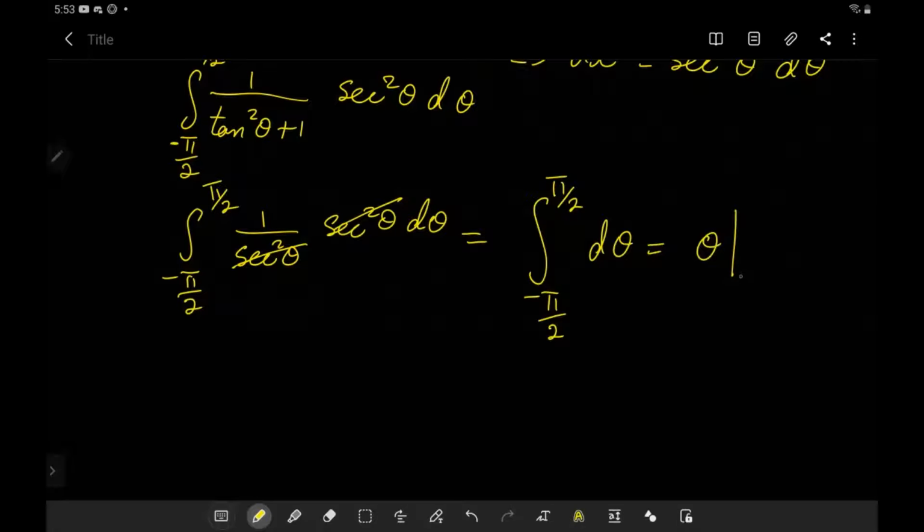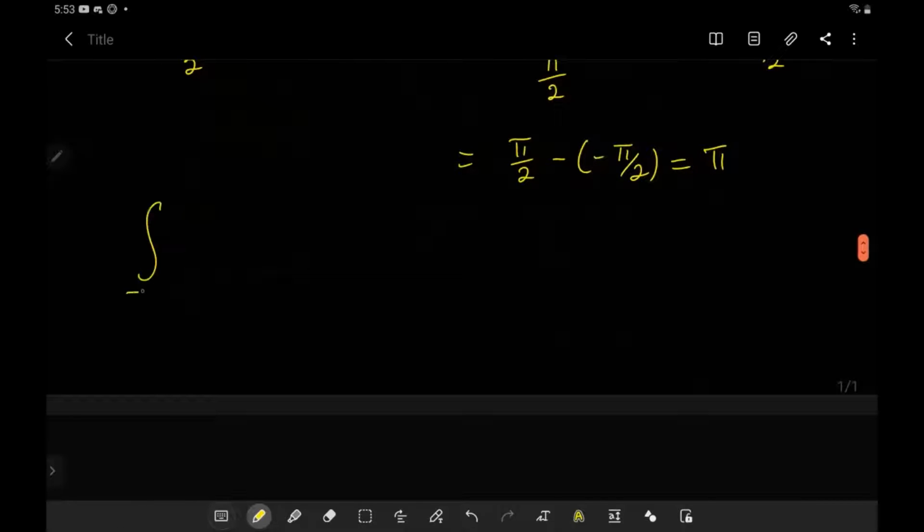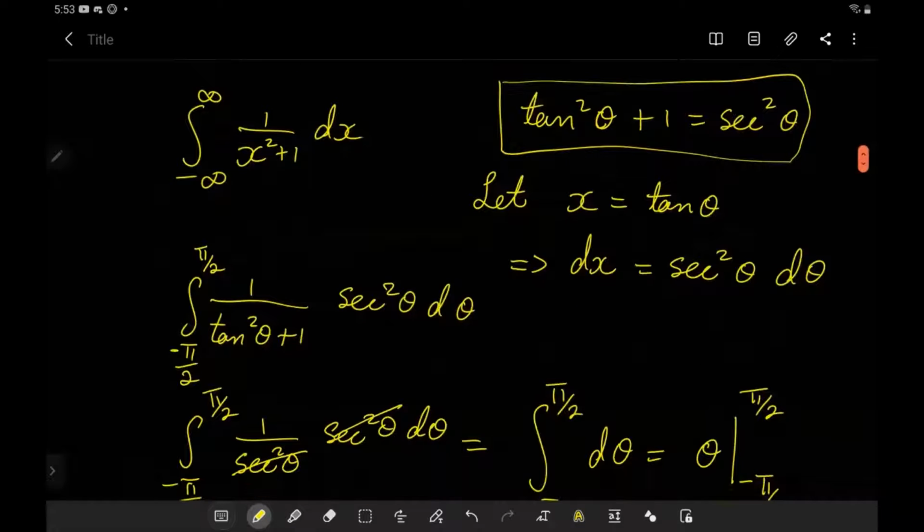and we need to evaluate that from minus pi over 2 to pi over 2, which will be equal to pi over 2 minus negative pi over 2. Negative by negative is positive, so we get pi over 2 plus pi over 2, which is pi. So this is our first answer, that the integral from minus infinity to infinity of 1 over x squared plus 1 dx is equal to pi. Because if we look at the extreme right and left hand side of this equation, this is what we have.